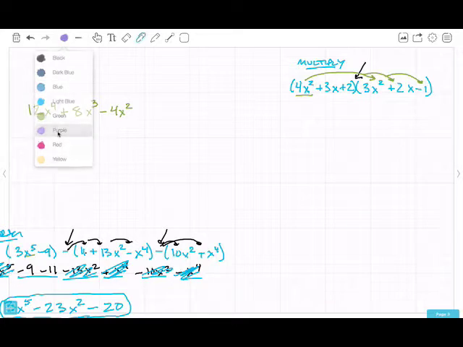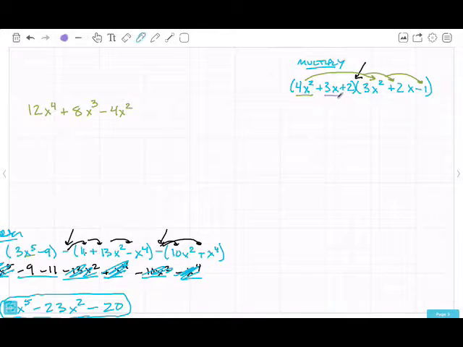I'm going to change colors to help you out. 3x is now being multiplied by everything inside. It's just like foiling. So 3x times 3x squared is positive 9x to the third. 3x times 2x is positive 6x squared. And then 3x times negative 1 is negative 3x. Lastly, 2 gets multiplied by everything inside the other parenthesis. So 2 times 3x squared is positive 6x squared. 2 times 2x is positive 4x. 2 times negative 1 is negative 2.